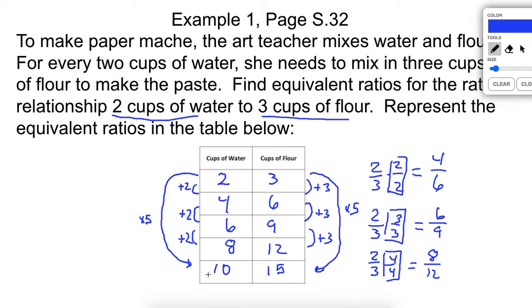2 times 5 is 10. 3 times 5 is 15. And all these others are generated the same way. 3 times 4 is 12. 2 times 4 is 8. So there's our multiplying pattern, and here is our adding pattern.